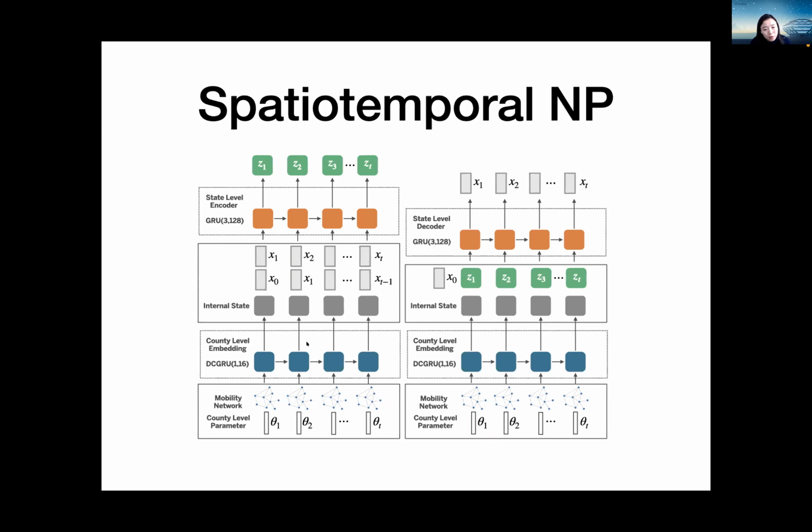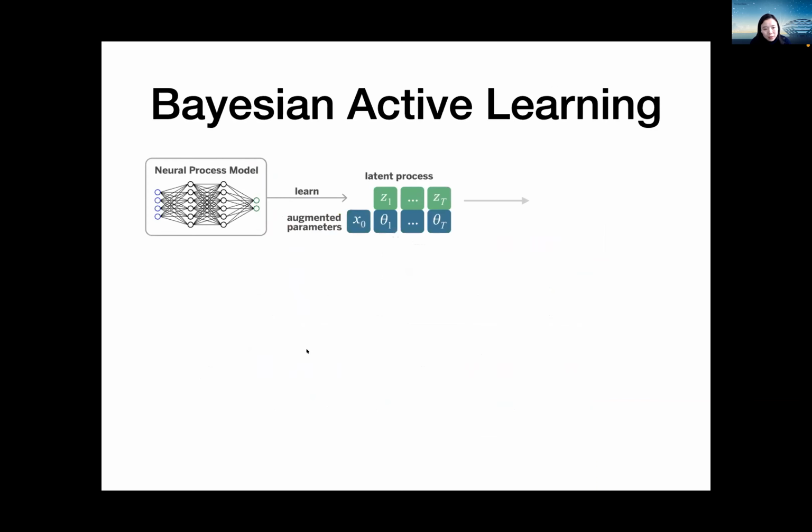But as I mentioned before, simulating different scenarios itself is very expensive. So we cannot really afford to generate a large number of simulation scenarios to train this model. So instead, we propose this type of active learning pipeline, where we can actively select the scenarios that we want to use as training data and iteratively train the model on the fly.